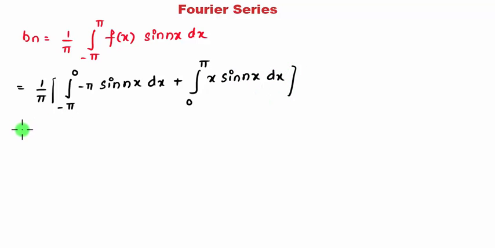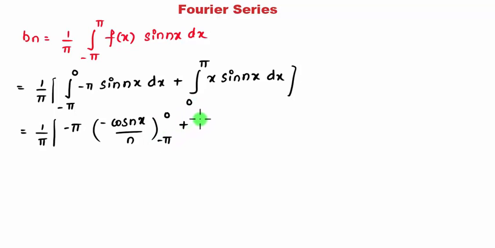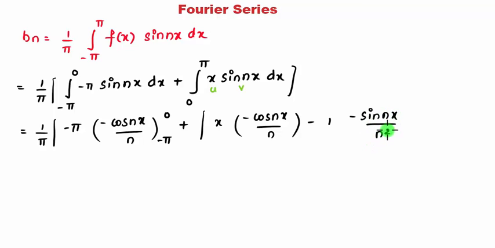So now after substituting I get 1 upon pi, here minus pi as a constant. Integration comes minus cos nx divided by n, where lower limit is minus pi, upper limit is 0, plus here I get my formula of u into v. So I get as u, minus cos nx divided by n, minus 1 times minus sin nx divided by n square, where your limits are nothing but 0 to pi.